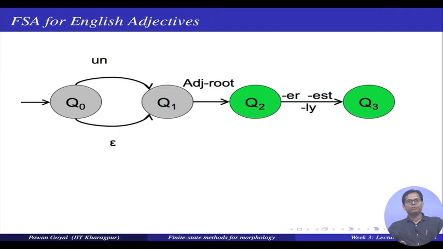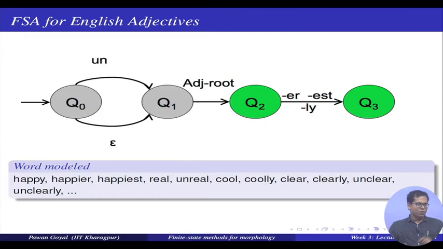So you can say unhappy, starting from Q0. Or from Q0 you take an epsilon transition, go to Q1 and you have happy and er, happier, happiest, happily, and so on. So you can generate words like happy, happier, happiest, real. From Q0 you take an epsilon transition, go to Q1. Then you have the adjective root real, and Q2 is a final state, so you can generate real.